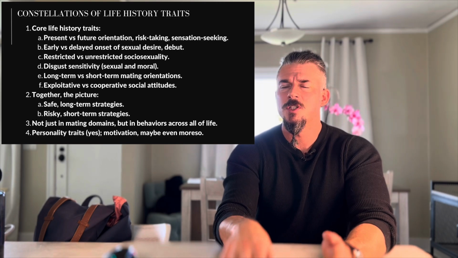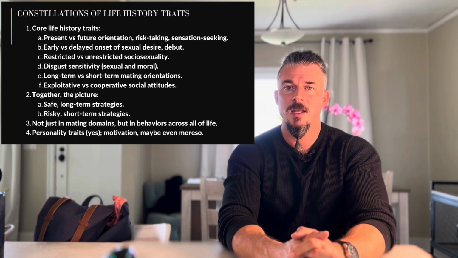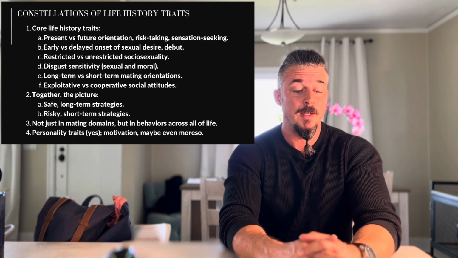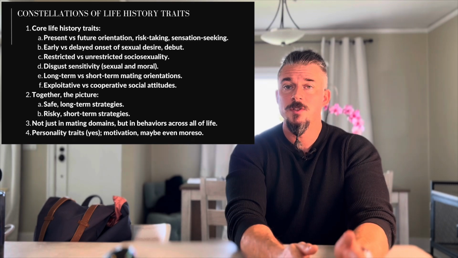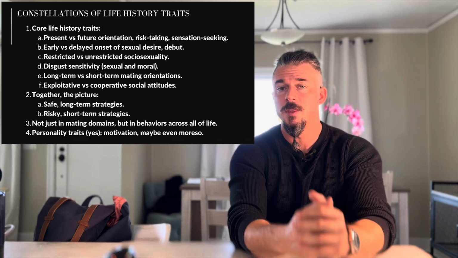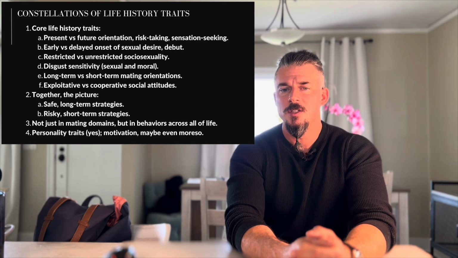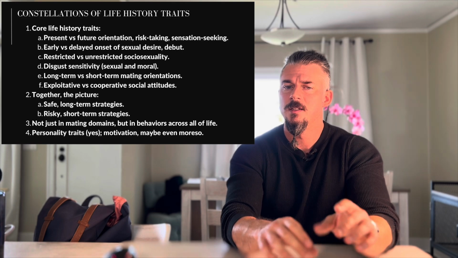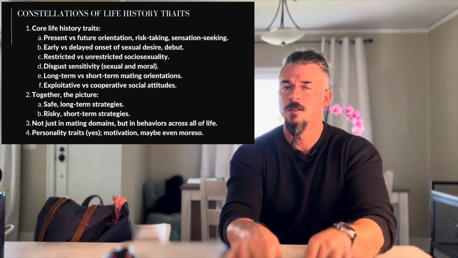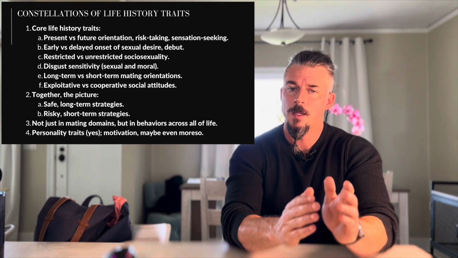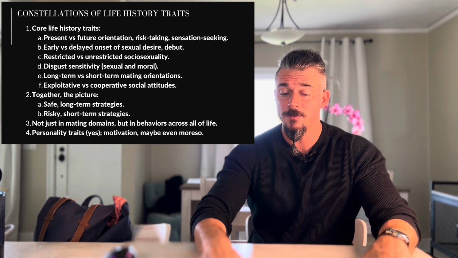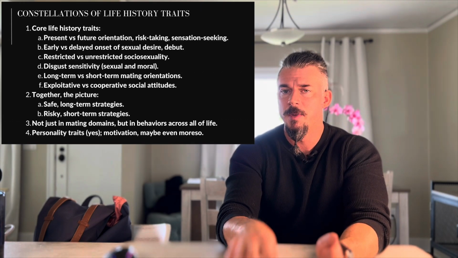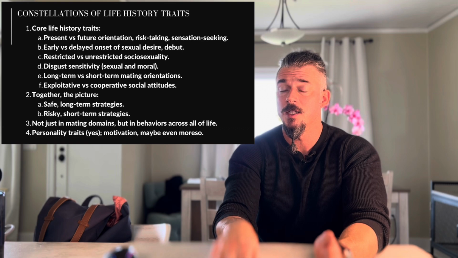And exploitative versus cooperative attitudes, right? The fast life history strategy is associated with exploitative attitudes, which is probably also associated with something like immediate gratification. Cooperative social attitudes, on the other hand, are associated with the slow life history strategy. So together, the picture here: slow life history strategy, what is it? Safe strategies and long-term strategies. Fast life history strategy, what is it? Risky strategies, short-term strategies for life across the board, not just mating, right? Important to remember. Personality traits from the Big Five or the HEXACO are also associated with life history strategy.